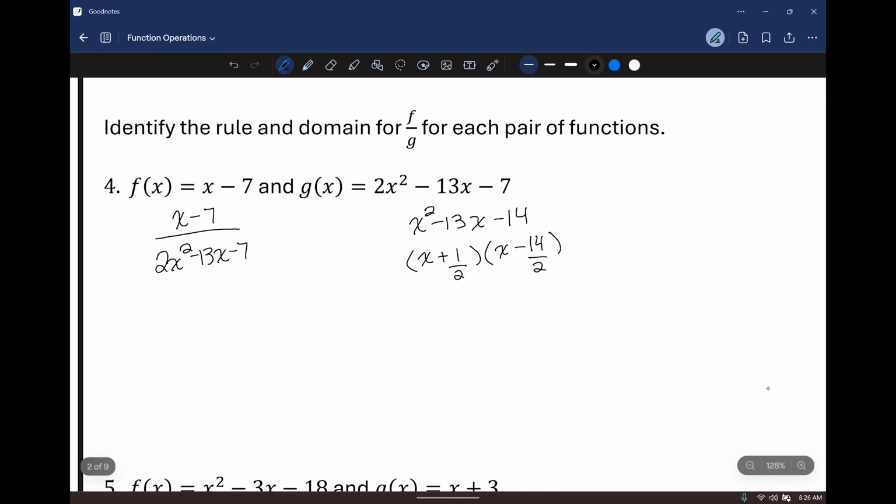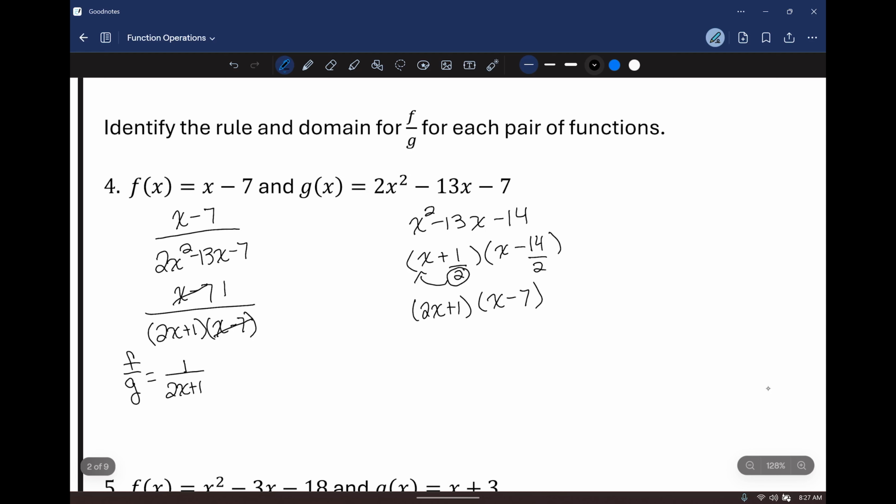1/2 does not reduce, so I'm going to take that 2 and pull it in front of the x. So that gives me 2x plus 1, and then 14 divided by 2 is 7. So on top I have x minus 7. On the bottom I have 2x plus 1 times x minus 7. So I can cancel x minus 7. That leaves me with 1 over 2x plus 1.